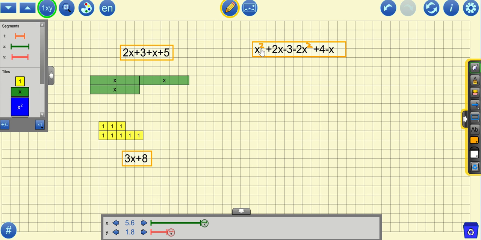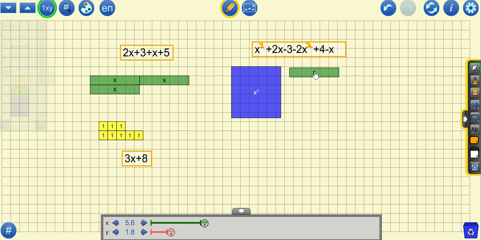They didn't actually let me use squared when I typed this stuff in, so I had to use my mouse to draw in little 2's here for squared. So we're starting out on this one with an x squared. So that's a big blue. And then I've got 2 x's.